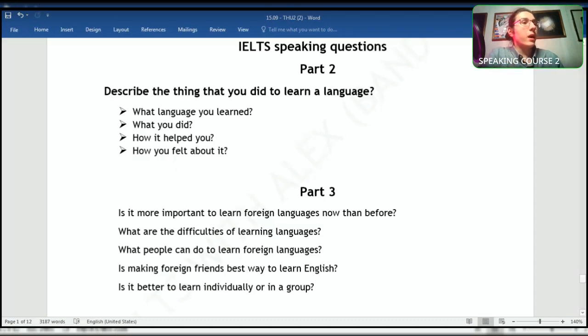Okay, so let's get into it. Yes, I would like to describe. Okay, 2-minute timer starts now. Here we go. I would like to describe a thing that I did in order to learn a language, and this was flashcards.